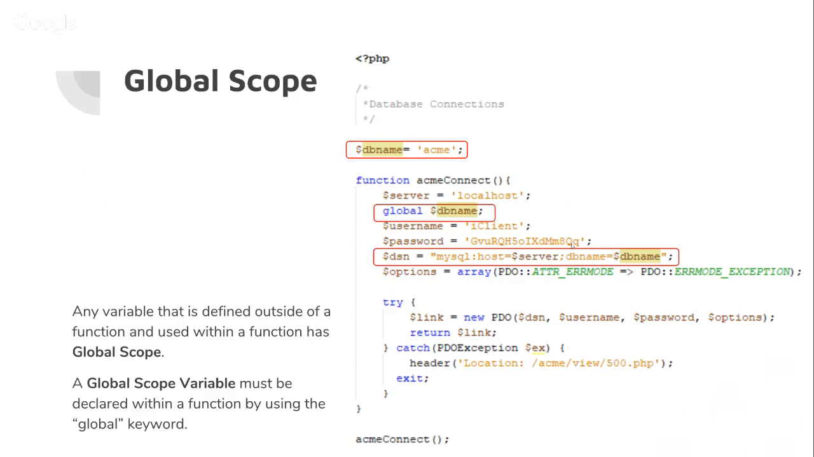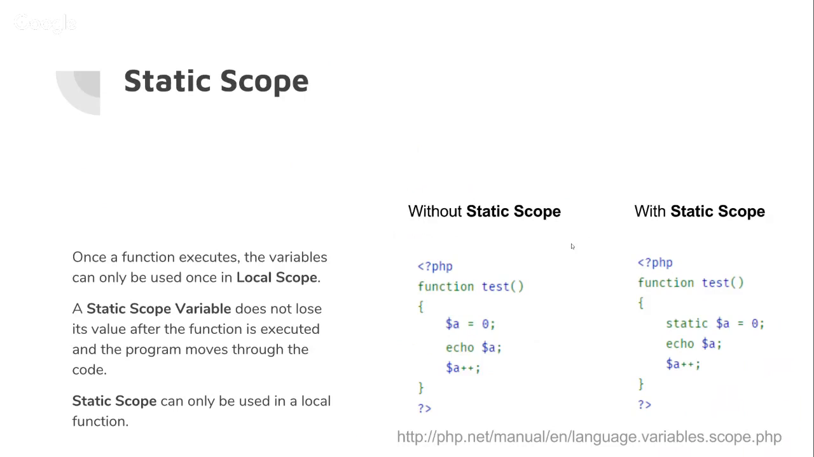So the third one we have today is static scope. This one's a little bit different. We have two functions here in front of us, one without static scope and one with static scope. Once a function executes, the variables within these functions go away. They're only used once. A static scope variable, when it goes through the function, doesn't lose the value that it stores. A key thing to remember is it can only be used in a local function.